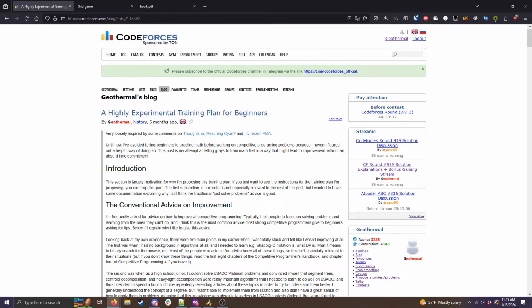Having said that, if you feel like you're getting stuck on relatively easy problems because you don't have the same math background that they assume, I have some advice on improving at math in this blog post that I'm linking.